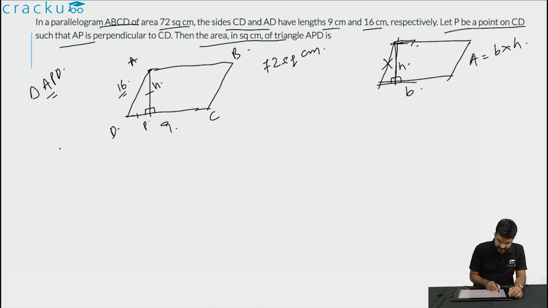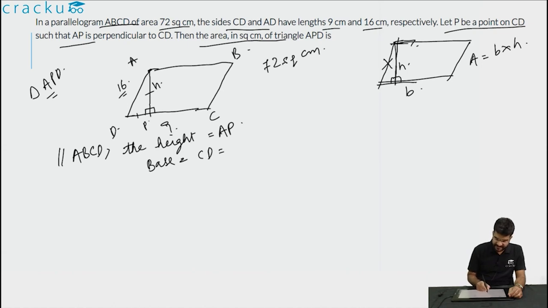That is, in parallelogram ABCD, the height is equal to AP and the base is equal to CD, and we know the length of the base, this is equal to 9 centimeters. So the area of the parallelogram will be base, that is 9 into the height, which is AP. We know that the area is 72. So 72 is equal to AP, which is the height, into the base 9. Using this, you can easily calculate that the length of AP is equal to 8 centimeters.